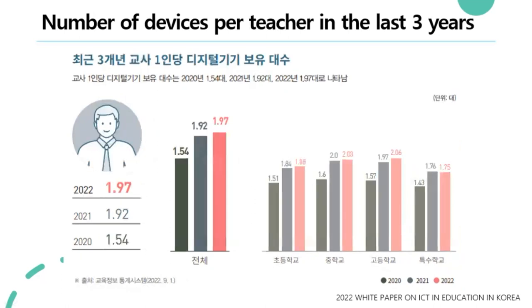In addition, the number of devices per teacher is shown in this graph. Teachers use on average about 2 devices per teacher. They usually have computers in the classroom as well as a personal computer for their work purposes.